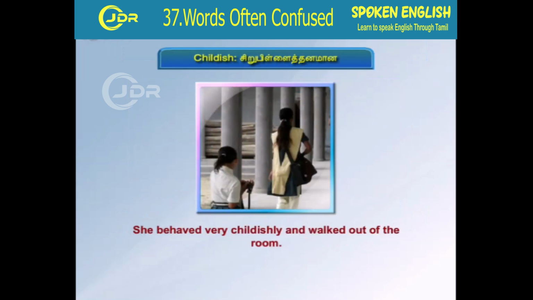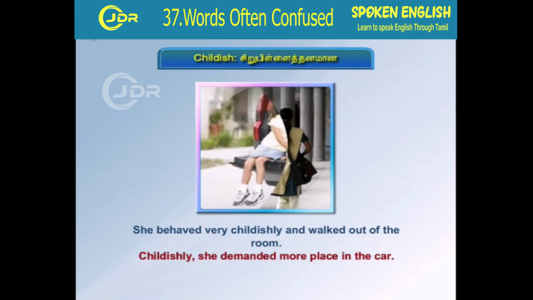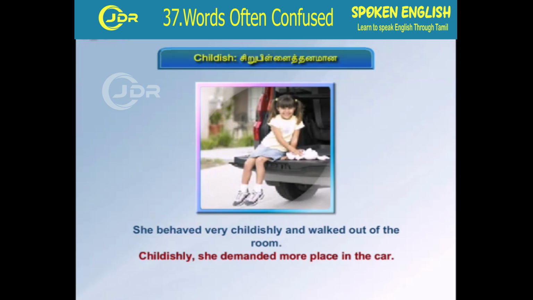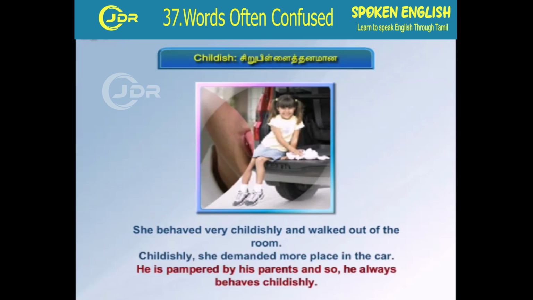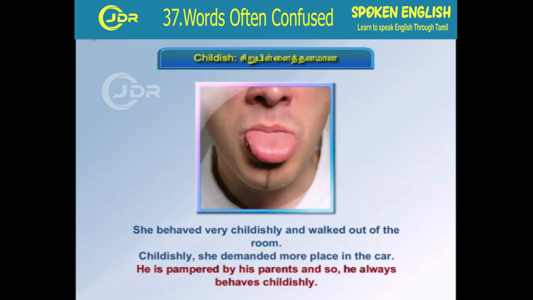Childish. She behaved very childishly and walked out of the room. Childishly. She demanded more place in the car. He is pampered by his parents and so he always behaves childishly.